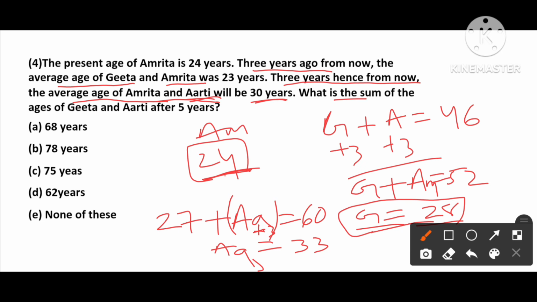What is the sum of the ages of Geeta and Aarti after 5 years? So it is 3 years after age. So adding 2 to this one we reach 5 years. So Aarti's age will be 35 and Geeta's after 5 years, 28 plus 5 which will be 33. So sum of 33 and 35 we get 68. So option A is the answer for this question. 68.